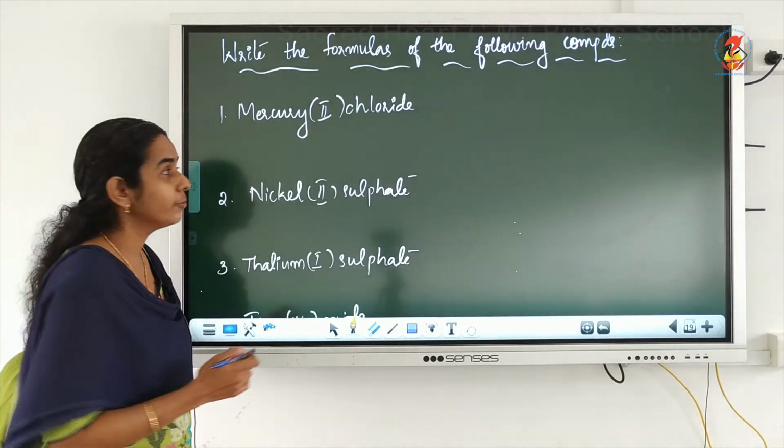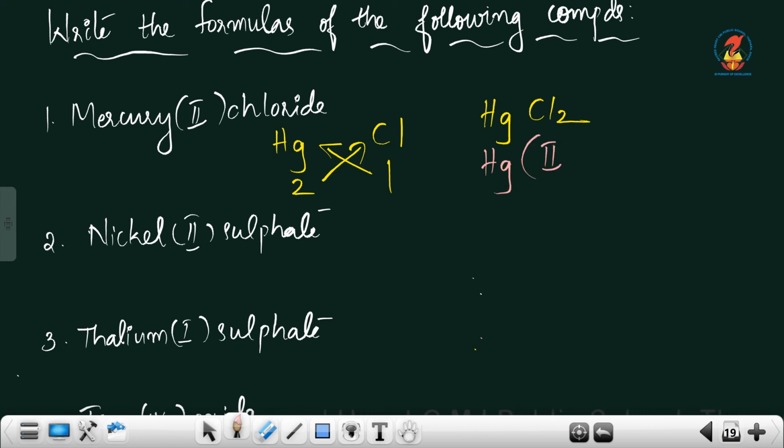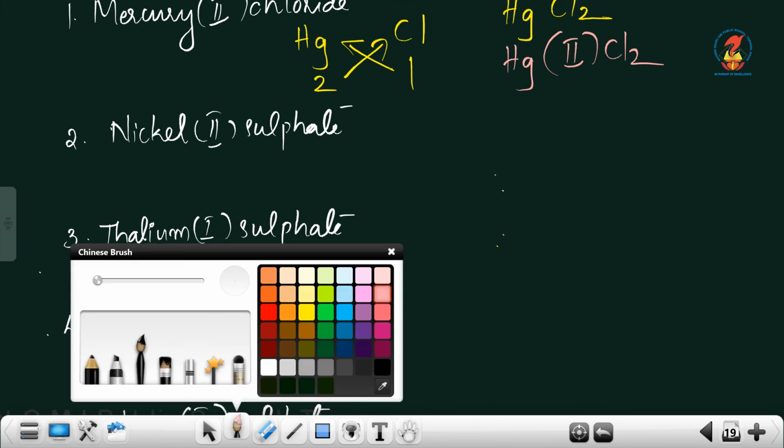the elements present. First we need to write the elements present, one is mercury and the other one is chlorine. Now write the valency. Mercury, the oxidation state is given as +2, so the valency is 2. Chlorine, we know the charge or oxidation state is -1, so the valency is 1. Just transpose it. What you are getting is the formula HgCl2. So how can we write the Stock notation? Hg(II)Cl2. Just write the oxidation state after the symbol of the metal.